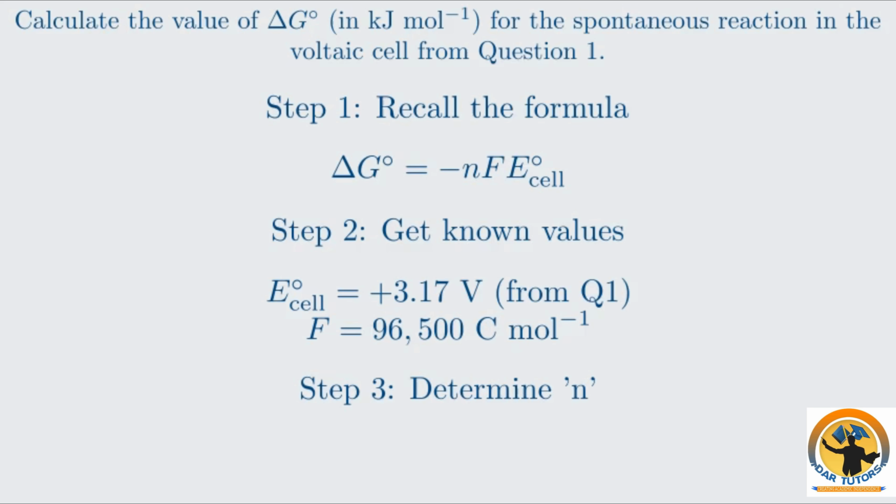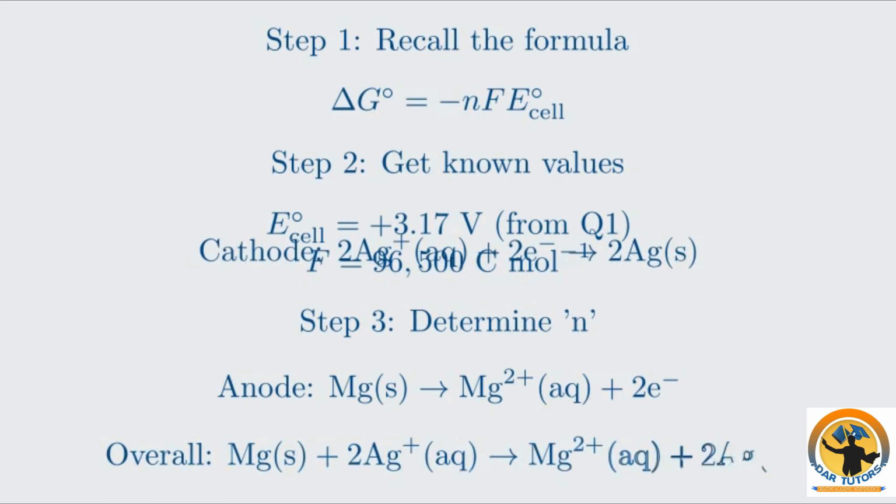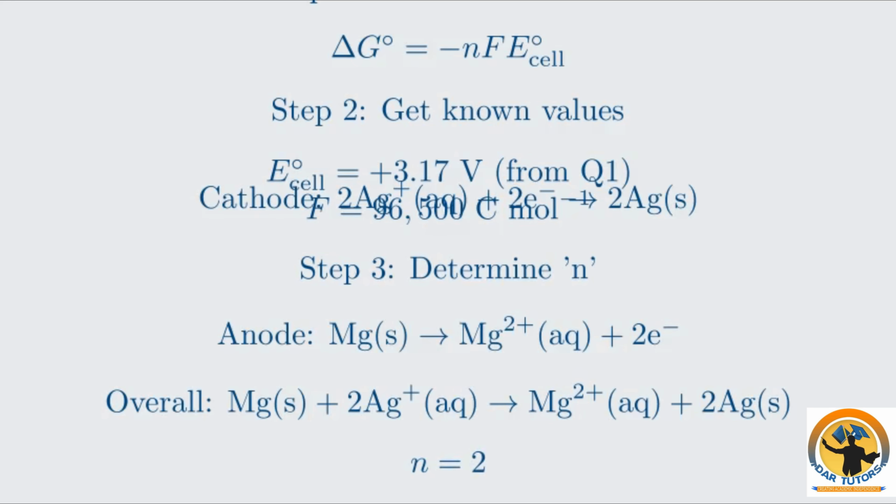The half equations are: magnesium oxidizes to Mg2+, releasing 2 electrons. Silver ions reduce to solid silver, gaining 1 electron. To balance the electrons, we must multiply the silver reduction by 2. This gives a total of 2 electrons transferred, so n equals 2. Now we have all the values to calculate delta G naught.